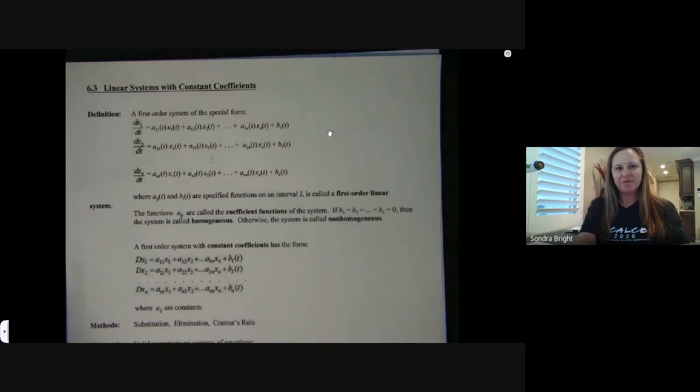Okay, section 3, we can do linear systems with constant coefficients. So we learned last time what a first order linear system looks like: the derivative of x1 with respect to t is some function of t times x(t), and all of these, right? And the first order linear system is where you could write each of them as derivatives of each of the x's.